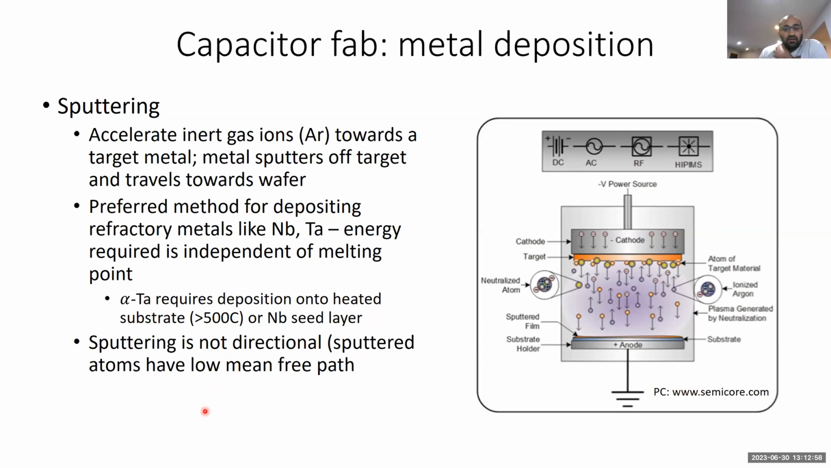An important thing here is that for tantalum specifically, if you want to deposit alpha phase tantalum, you have to heat your substrate to at least 500 degrees. If you don't have that capability, you can also use a niobium seed layer. So you can deposit around 5 nanometers of niobium first on your wafer, and then you deposit your tantalum on top of that in order to force it to grow in the correct phase, even at room temperature.